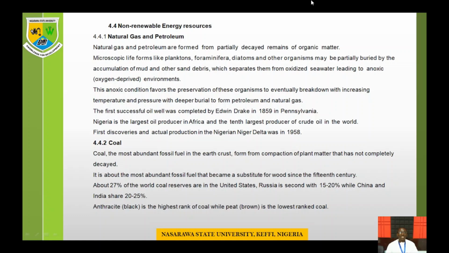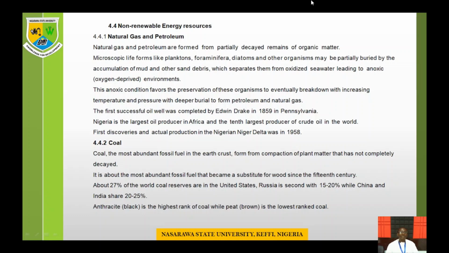The first successful oil well was completed by Edwin Drake in 1859 in Pennsylvania. Nigeria is the largest oil producer in Africa and the 10th largest producer of crude oil in the world. First discoveries and actual production in the Nigerian Niger Delta was in 1958 in Oloibiri.